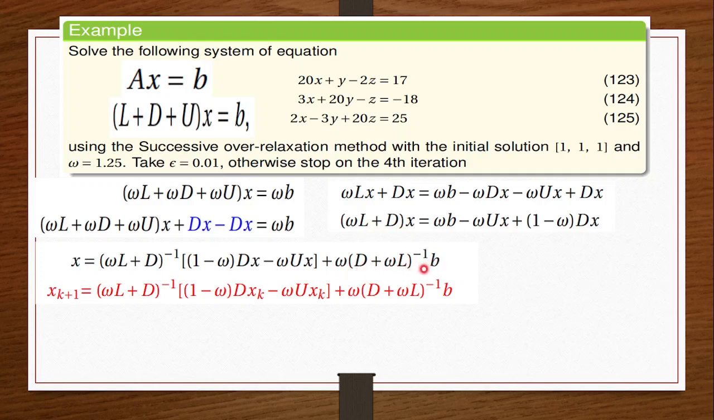And then this whole portion here, negative omega U x plus 1 minus omega D x, we have taken this whole thing and then divided by omega L plus D. So as you can see here, we have the whole thing over here and it has been divided by omega L plus D. Right, so we are dividing everything here by omega L plus D. We are dividing the omega b also here by omega L plus D.